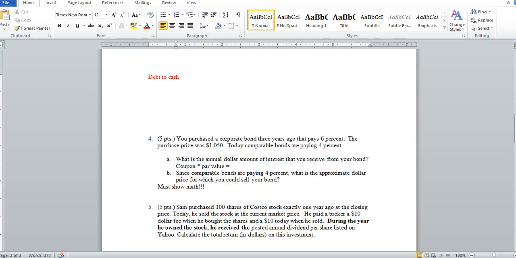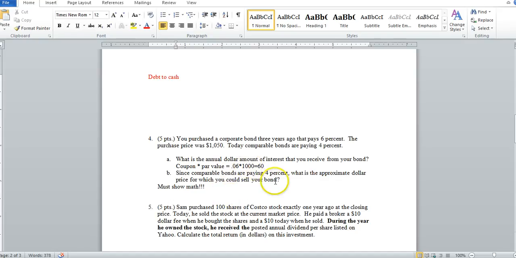So what does that equal here? The coupon, 0.06 times 1,000, which equals $60. Don't make the mistake and multiply it by 1,050. That's the price. That is not the same thing as par value, which is always 1,000.